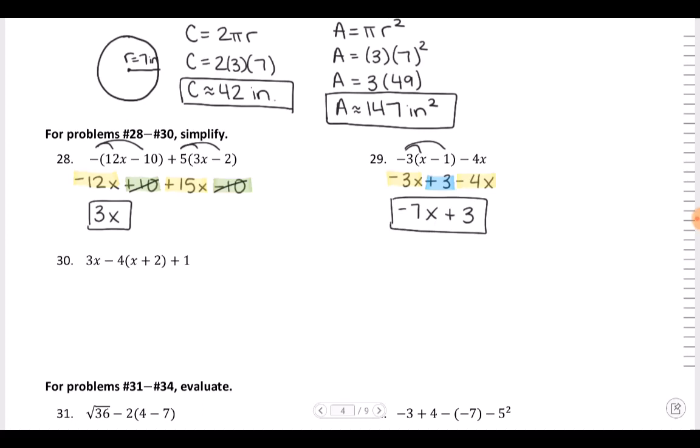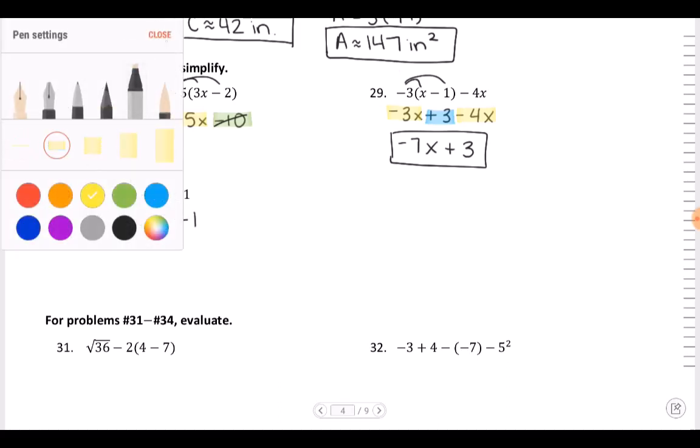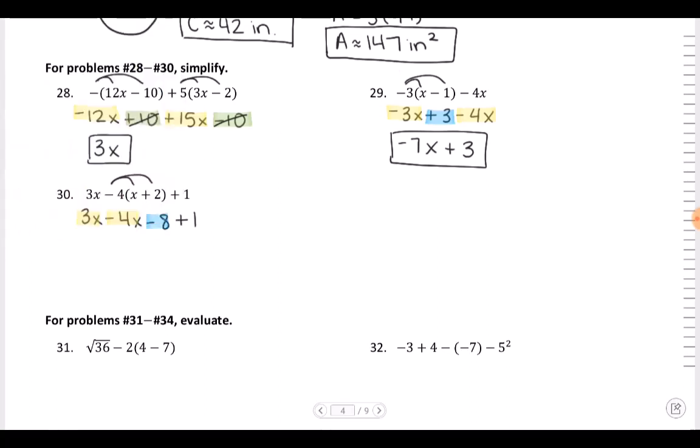Okay, number 30. I'm going to bring down my 3x here, and I need to distribute my -4. So -4x, -8, and then +1. So it looks like I have some like terms here, 3x and -4x. And then I've got some like terms here, -8 and +1. So when I combine, I get -1x. 3 minus 4 is -1. -8 plus 1 is -7. So my final answer would just be -x minus 7. Okay, there we go.